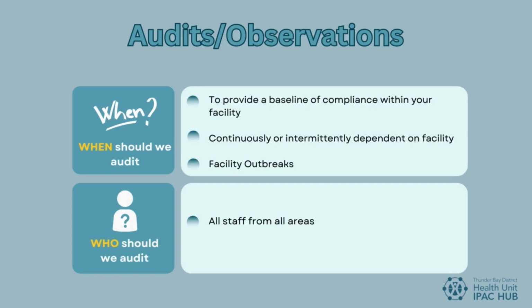And lastly, who should we audit? When we're looking at who, we should be directed to all staff from all areas. We shouldn't concentrate solely on nurses or support workers or just on one particular floor. We should also include administrative staff and supervisors who may be entering the floor or unit being observed. During an outbreak, an increase of auditing is asked as there is an increase in staffing and an increase in hand hygiene levels due to the increased care and use of PPE.